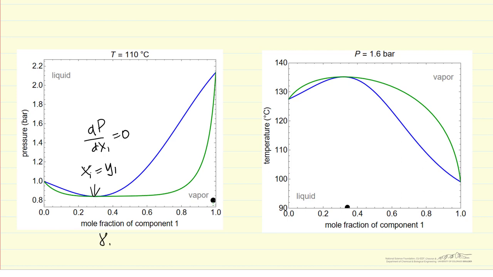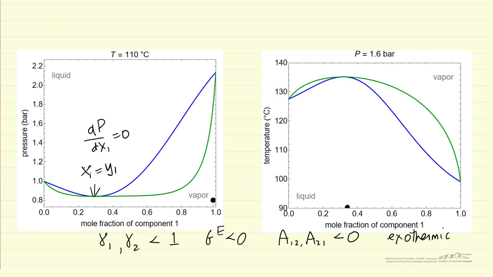So the gammas, now gamma 1, gamma 2, are less than 1. GXS is less than 0. A12, A21 in the Margules equation are negative. And this corresponds to exothermic mixing.